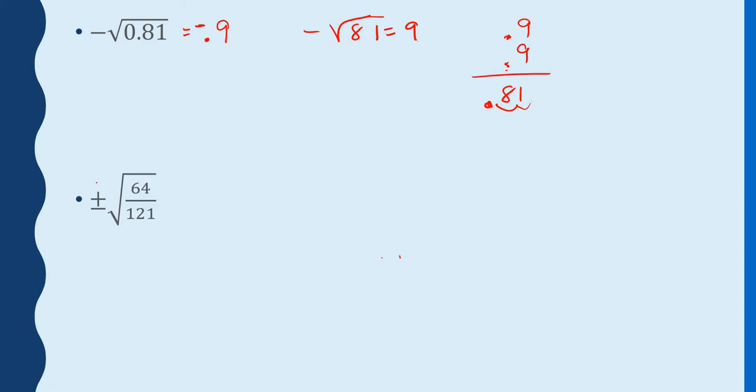How about something like this? Plus or minus the square root of 64 divided by 121. Well, I can do this as two separate pieces. I can say plus or minus the square root of 64 over the square root of 121, which is plus or minus 8 over 11, or 8/11ths. Okay, so there's a couple examples of some tougher ones.